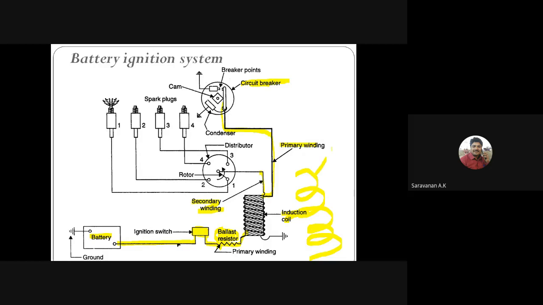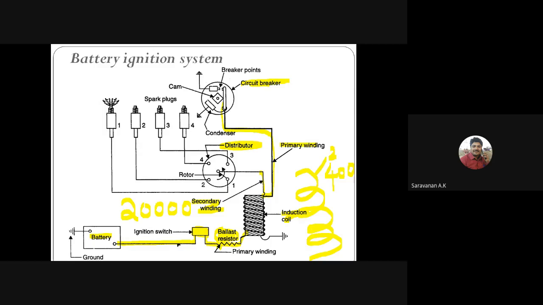Its turns will be around 200 to 400. For the secondary winding, we have many more turns, around 20,000 turns of winding, right? That secondary winding is connected to the distributor.